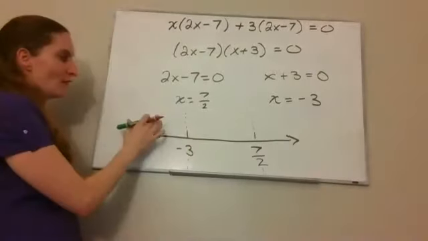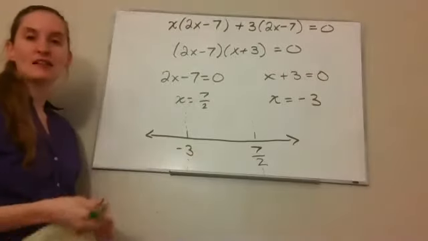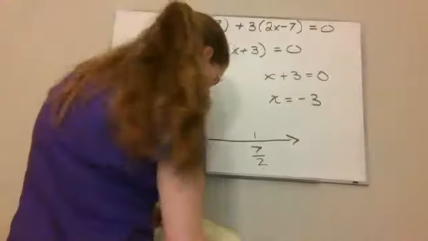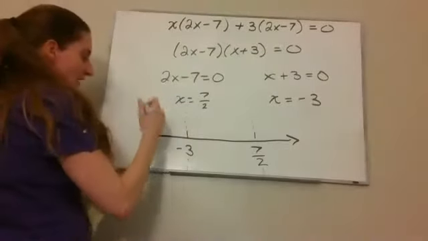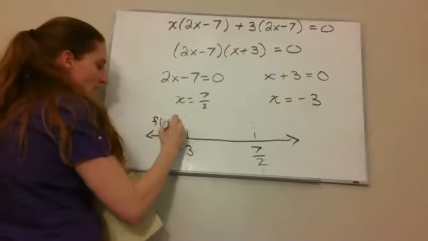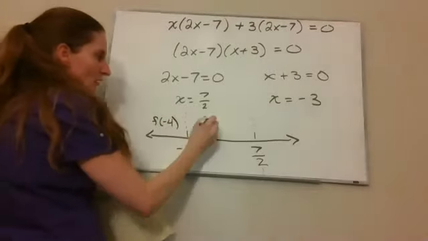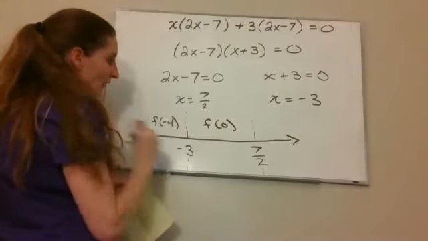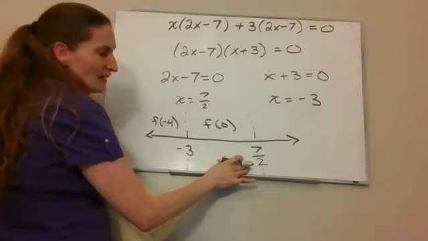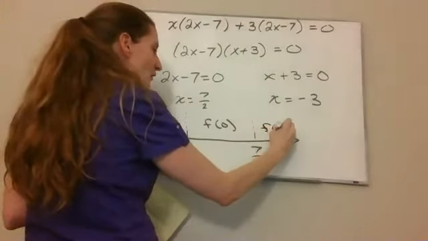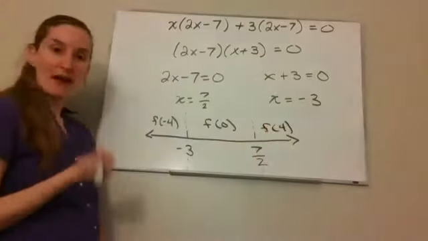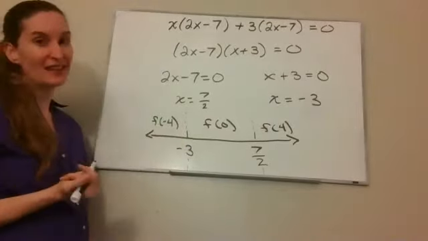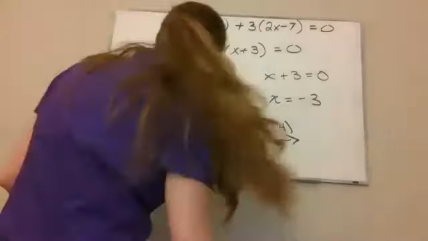I'm going to test a value in each piece to see if my polynomial is positive or negative. So over on this side, I'm going to just check what I get when I use a negative 4. In the middle, I'm going to use 0, just because that's the easiest number I can think of. And 7/2, that's 3.5. So on this side, I guess I'll use 4. It does not matter what numbers you choose, as long as you're choosing one from each piece. So pick the easiest ones you can think of to work with.